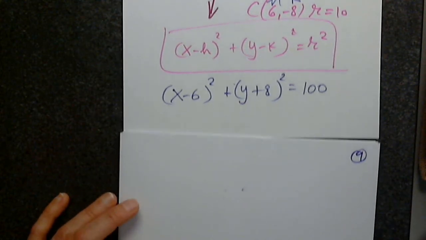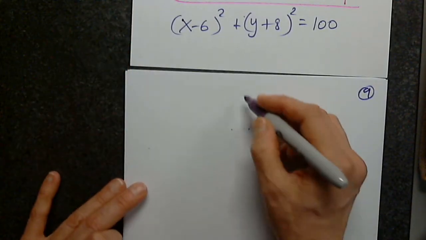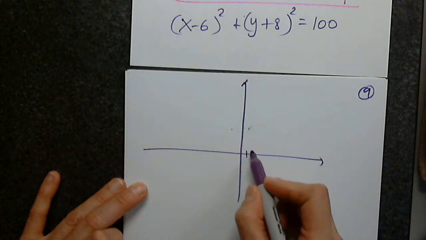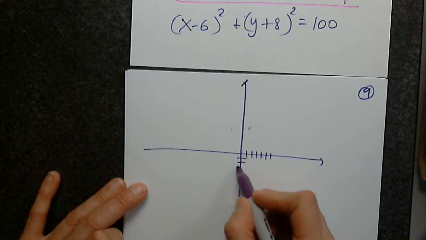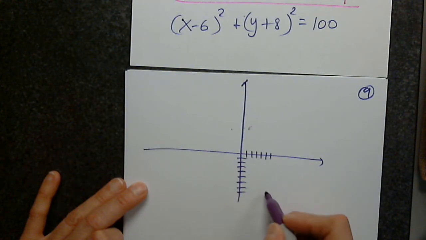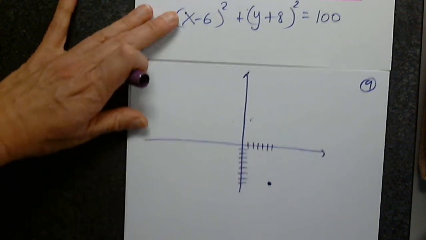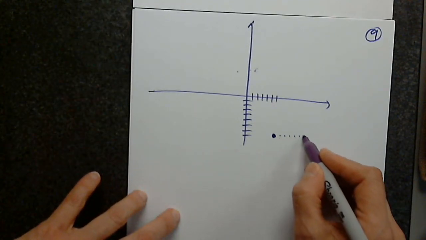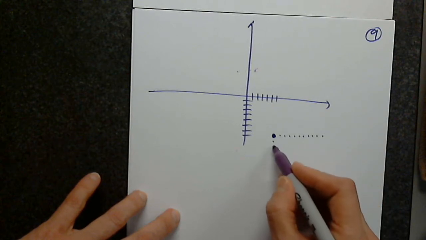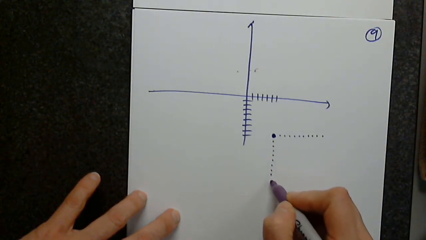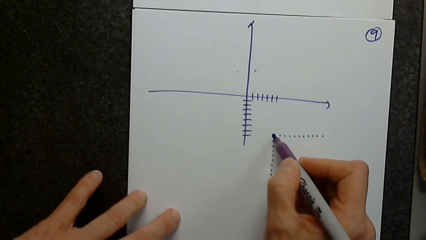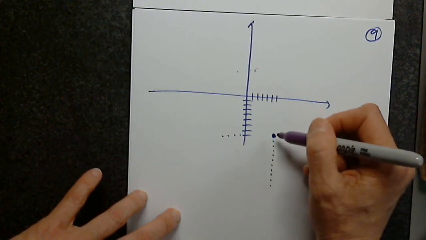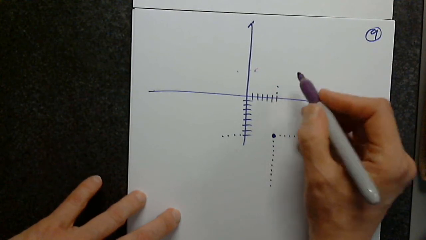Okay. So now when I graph this, I graph the center, which is 6 to the right and 8 down. And I go 10 to the right, counting 1, 2, 3, 4, 5, 6, 7, 8, 9, 10.